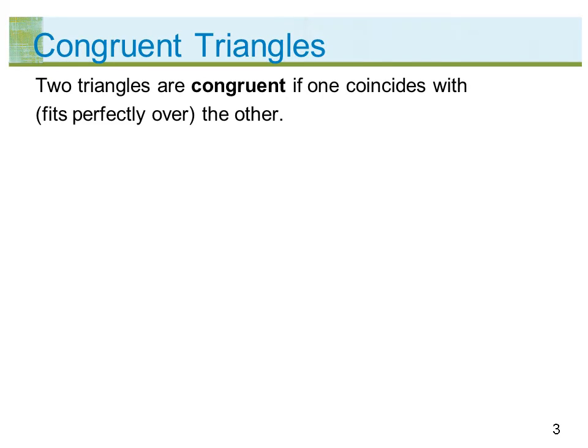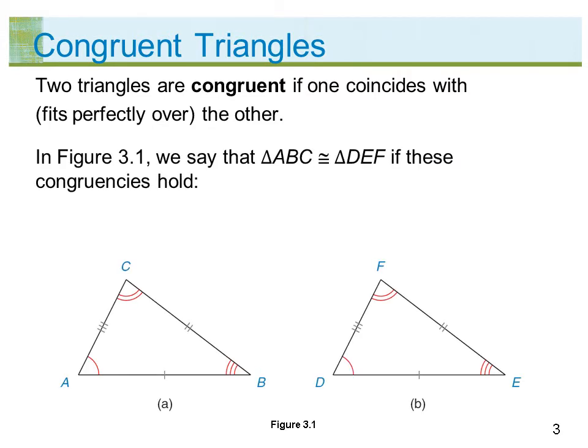Two triangles are congruent if one coincides with, fits perfectly over, the other. In Figure 3.1, we say that triangle ABC is congruent to triangle DEF if these congruencies hold.